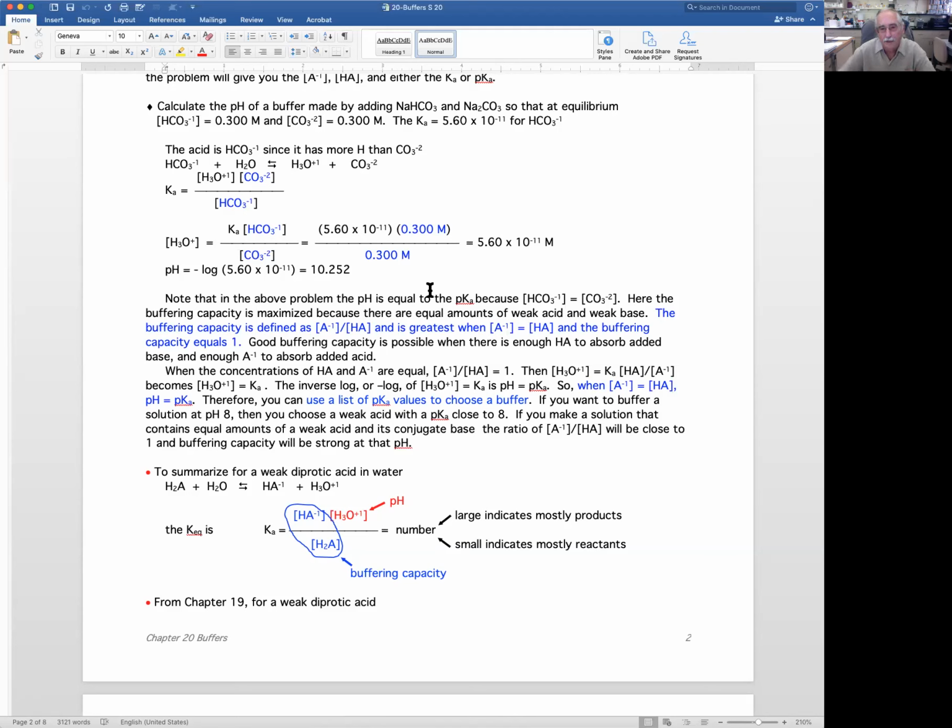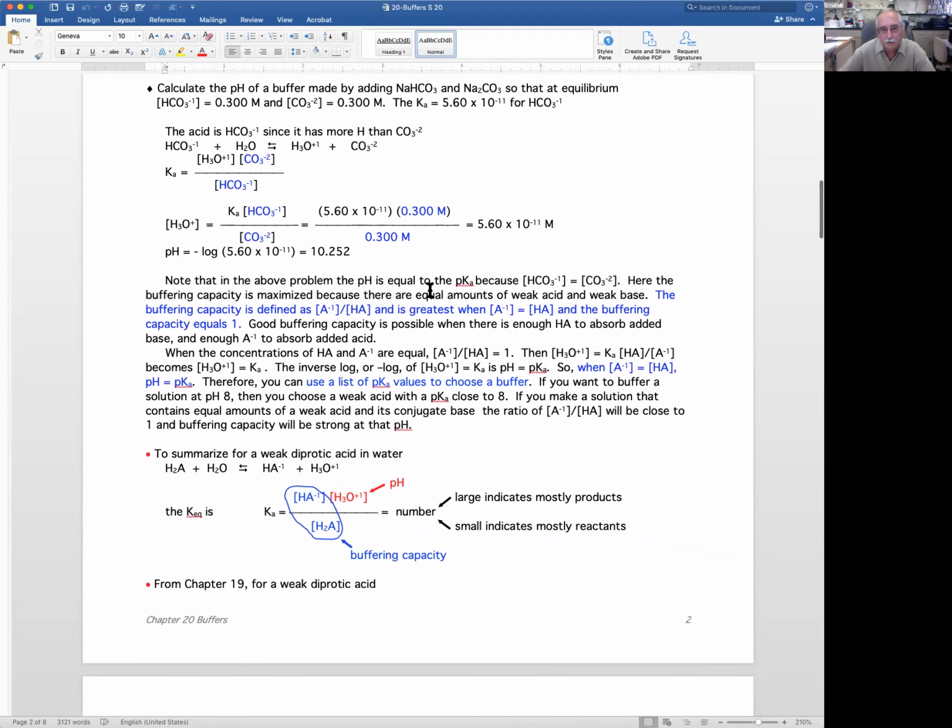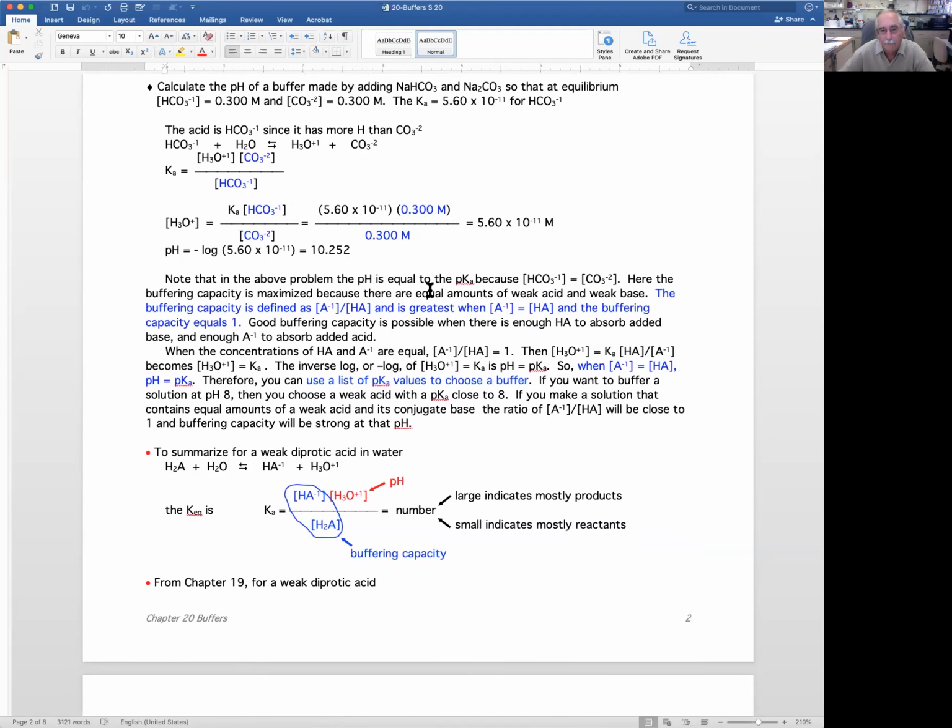So we can get a few more things for understanding from this problem. Notice that these 2 right here are the same concentration. This is maximum buffering capacity. So you can have a whole lot of the conjugate acid, a whole lot of the conjugate base. You're going to be good at buffering both acid and base.